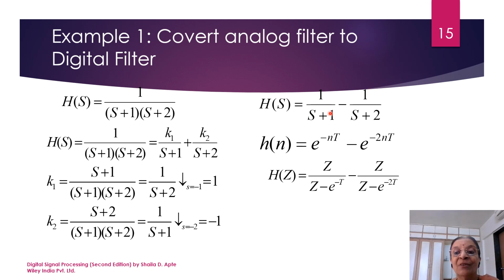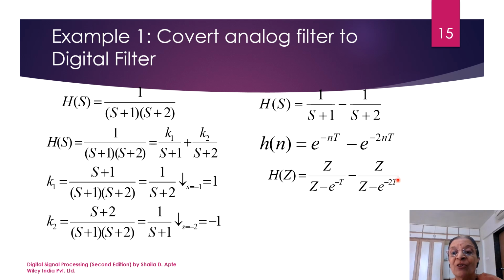So now take the inverse transform. I get h of t equal to e raised to minus t minus e raised to minus 2t, isn't it? Now we put t equal to nT. So e raised to minus nT minus e raised to minus 2nT. Now take the z transform. So H of z will be z upon z minus e raised to minus T, minus z upon z minus e raised to minus 2T.